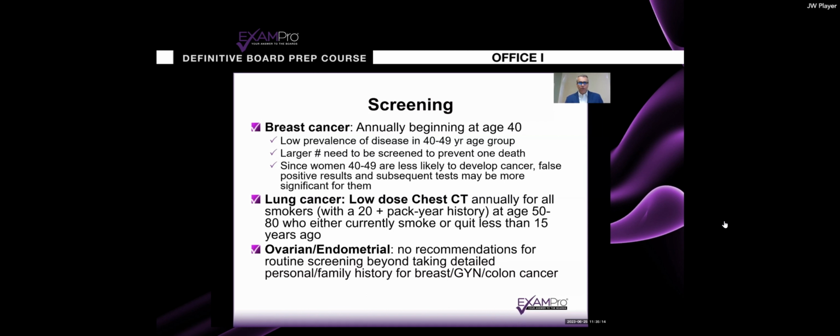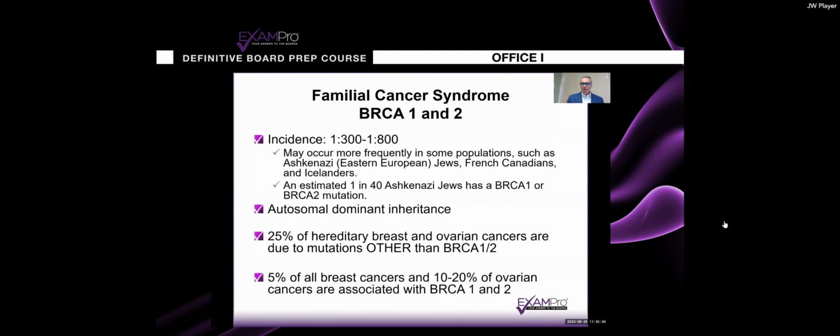Ovarian and endometrial cancer screening, no recommendations for routine screening beyond detailed family and personal cancer histories, okay? So cancer history is very important for identifying high-risk individuals who may have interventions that are appropriate, but for low-risk individuals, we are not doing routine ovarian or endometrial cancer screening.